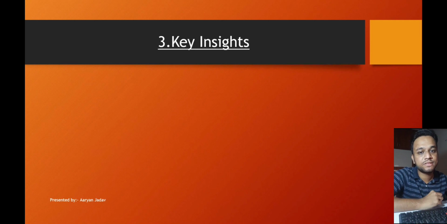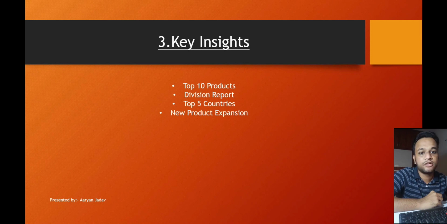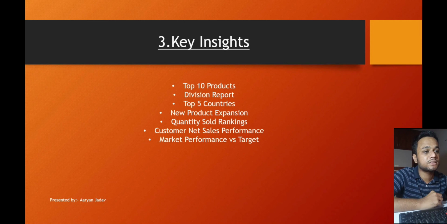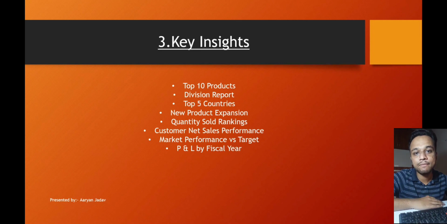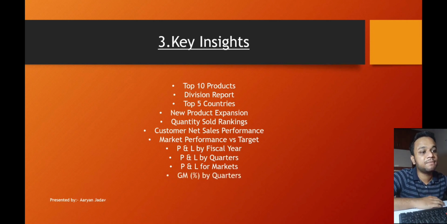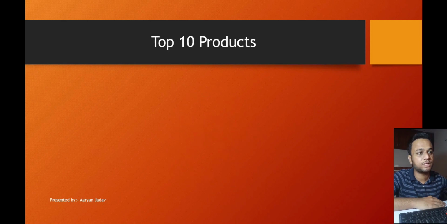Here are the report names that I have generated: top 10 products, division report, top 5 countries, new product expansion, quantity sold rankings, customer net sales performance, market performance versus target, P&L by fiscal year. P&L means profit and loss statement, and fiscal year means financial year. P&L by quarters, P&L for markets. Market is the country, just like India, USA, Australia. GM percentage by quarters. GM means gross margin. It is the difference between the net sales and the cost of goods sold. It is called the gross margin.